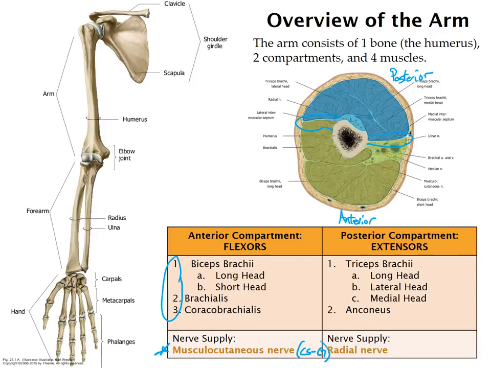The extensor compartment has one major muscle, and that is the triceps brachii muscle. There's also a smaller muscle called the anconeus muscle, which we'll address just briefly. The extensor compartment of the arm is innervated by the radial nerve, which, as you recall, receives its origin from C5 through T1.